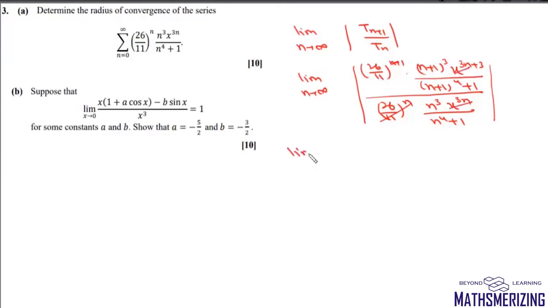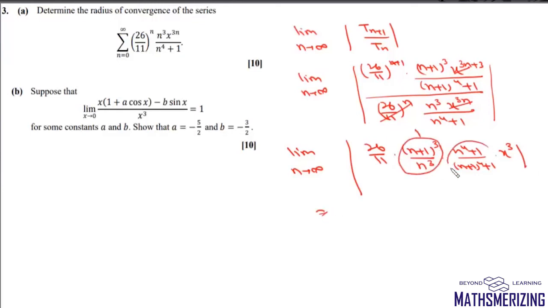We can write this as limit n tends to infinity, and here it will be 26 by 11, n plus 1 cube upon n cube, n to the power 4 plus 1 upon n plus 1 to the power 4 plus 1, into x cube. Now we'll solve this limit. This is 1. This is also 1 because the highest power here is the same and the coefficient of the highest power is simply 1. So we'll get 26 upon 11 and this is mod x cube.